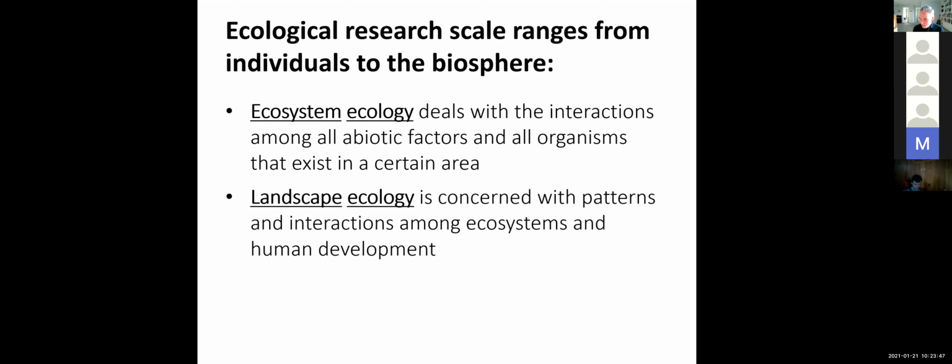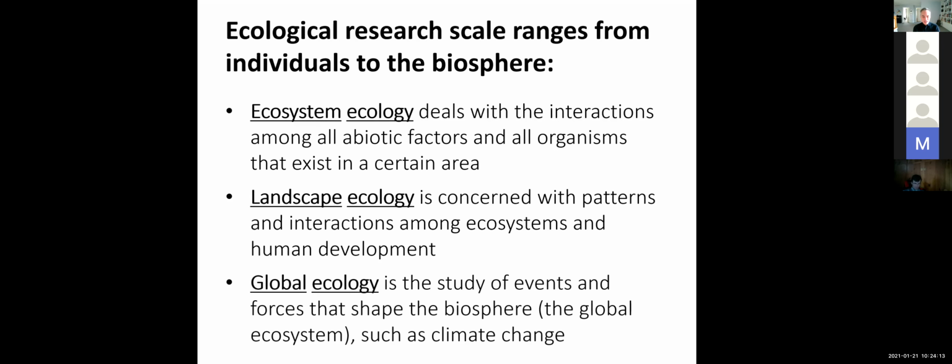The next is landscape ecology. That's the scale, the level that we will be focused on this semester. And that's concerned with patterns and interactions among ecosystems and human development, right? So we're not talking about necessarily just one specific ecosystem with landscape ecology. We're talking about interactions among different ecosystems over large areas of land. Then there's global ecology, which is a study of events and forces that shape the biosphere, which is basically the global ecosystem. And this deals with topics such as climate change, right? So climate change obviously is a hot topic, no pun intended, in the study of global ecology, because that's impacting ecosystems and organisms and populations worldwide.